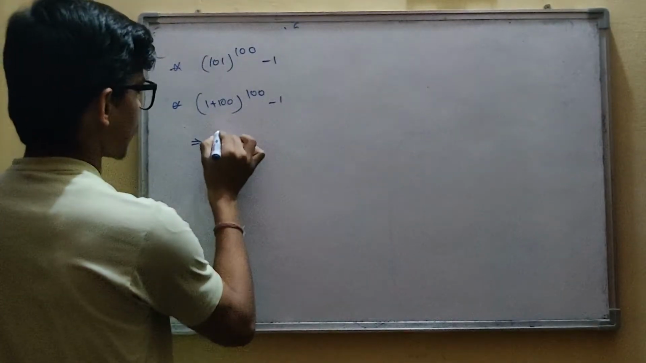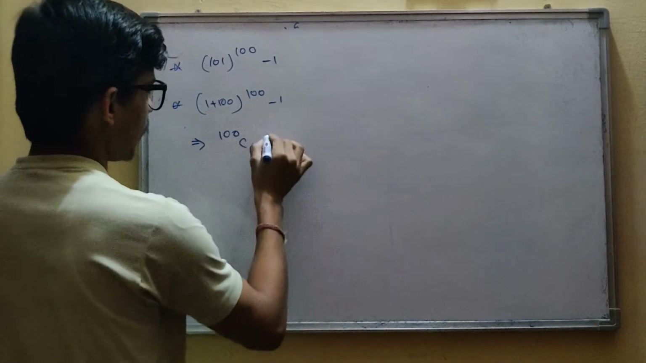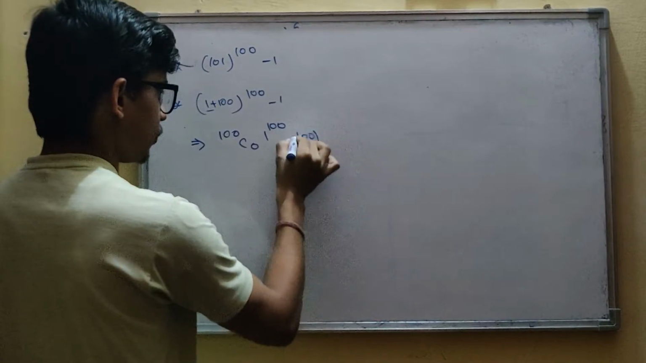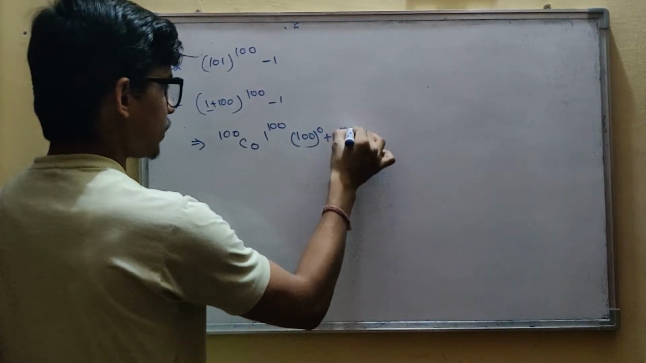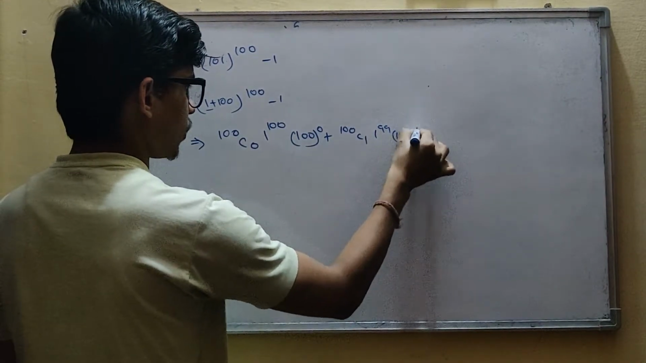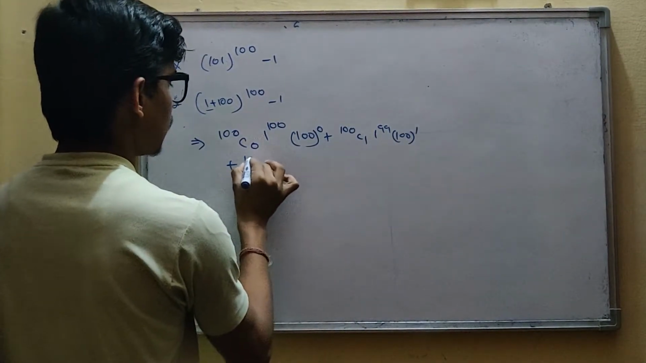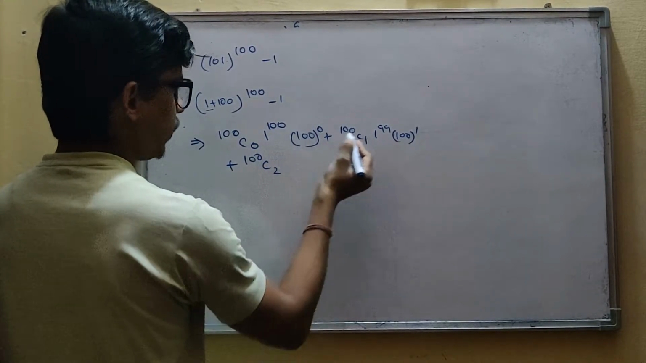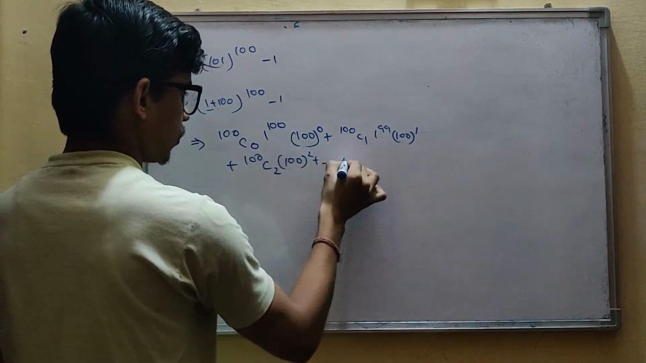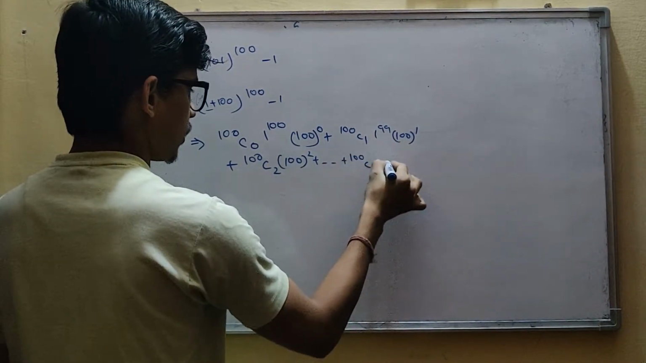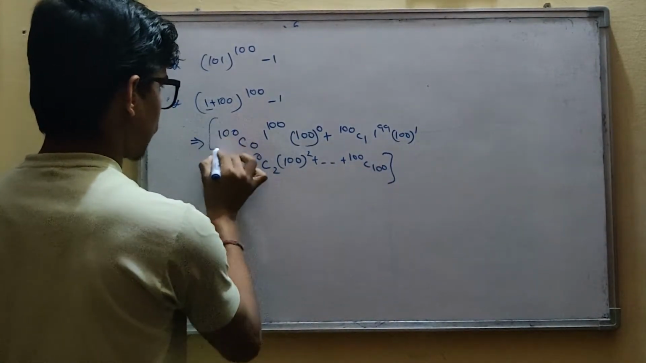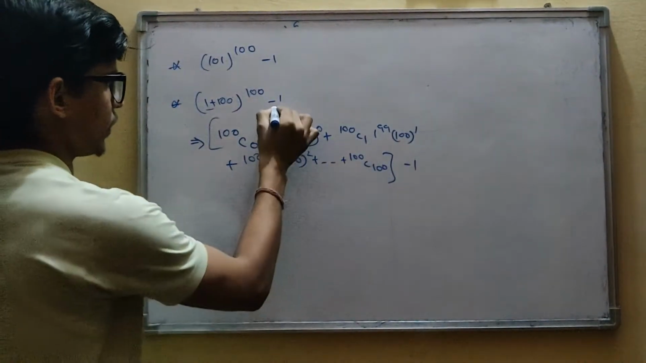Now it is going to be 100 C0, first 1 to the power 100 and 100 to the power 0, right, plus 100 C1 and 1 to the power 99 and 100 to the power 1, plus 100 C2 and 1 to the power 98 and 100 square, plus and so on, up to 100 C100, and this thing minus 1, right, this minus 1.